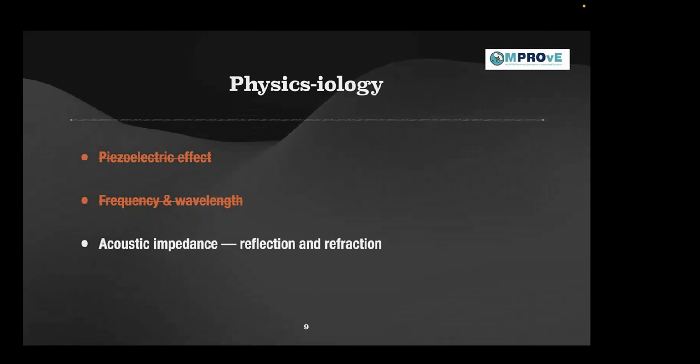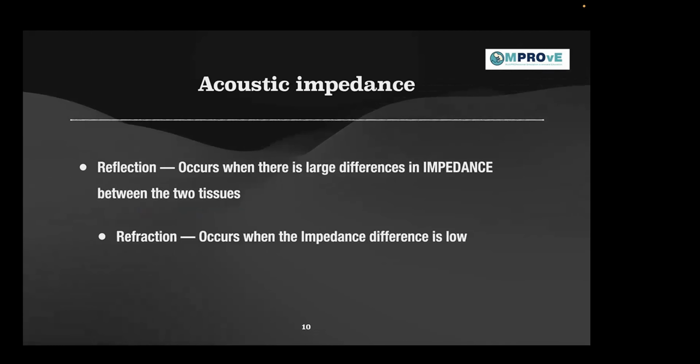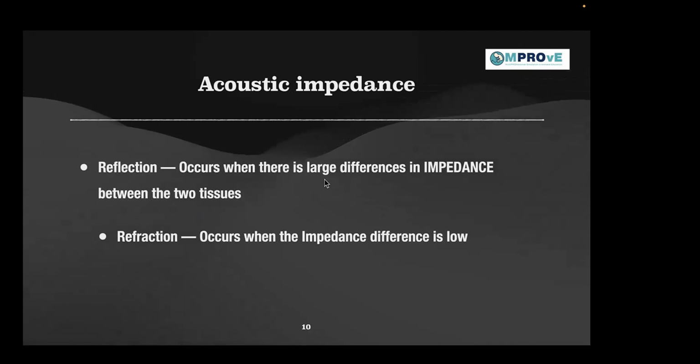And lower the impedance, lower the resistance, you get low reflections, so you get darker images. So low reflection and low refraction as well. So this is what I said exactly. Reflection occurs when there's a large difference in impedance between the two tissues, and you get a bright white image. And refraction occurs when the impedance or the resistance is low, so that some of the waves can pass through that particular structure. Then you get refracted waves rather than reflected.